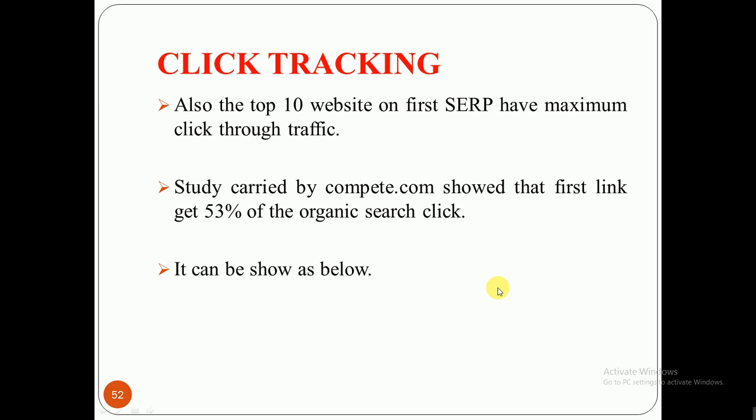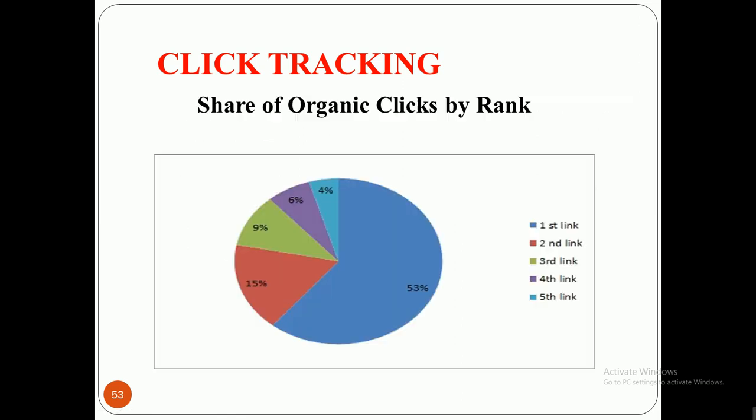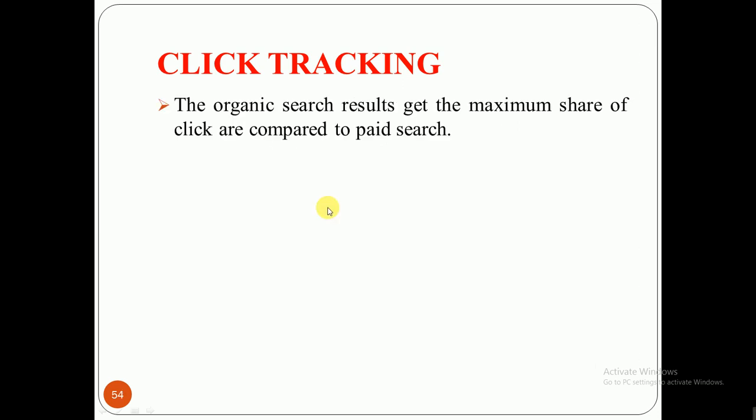A study carried out by Compete.com shows the first link gets 53% of organic search clicks. Compete did some analysis and informs that 53% of organic search clicks are generated in the result given below. You can see 53% of users visited the first link in the clicks by rank, then 15% of users clicked on the second link, then 9% on the third, then 6% on the fourth, and 4% on the fifth organic search result.